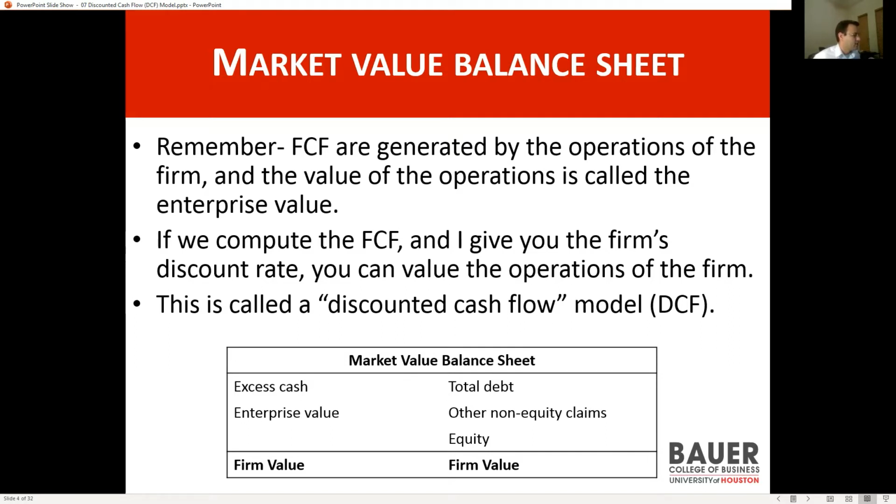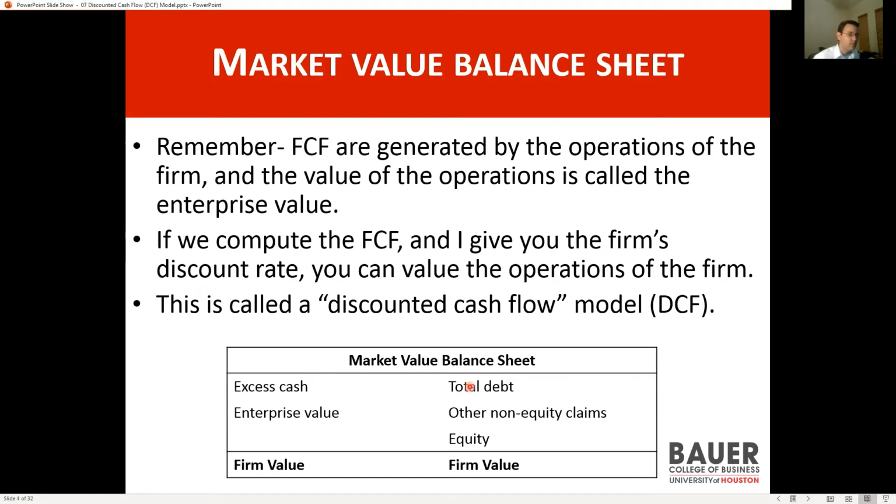Here's a reminder of what the market value balance sheet looks like. On the left, we've got cash, and we've got this enterprise value. That's the value of the operations. All these things on the left get split and divided between all the claims on the right. So the assets get divided to the claimants, the debt holders, equity holders. Maybe you've got preferred equity. Maybe you've got different types of debt. You've got all these different types of investors who are putting money into the company. Those all show up on the right-hand side.